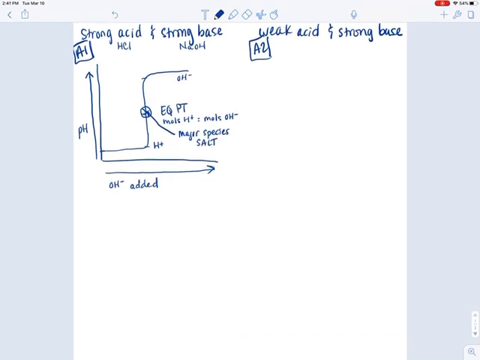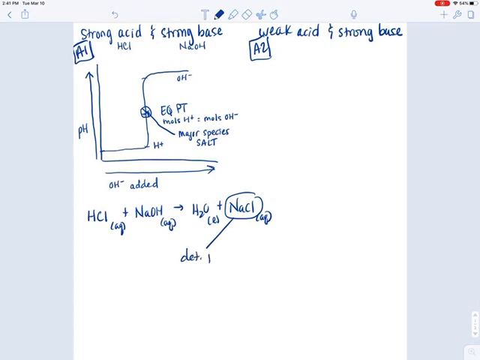So we have to think about that balanced chemical reaction. In titration A1 for strong acid, strong base, we have HCl reacting with NaOH to give rise to a salt and water. So H2O forms plus the salt is NaCl. And so this is the major species present that is determining the pH at the equivalence point.